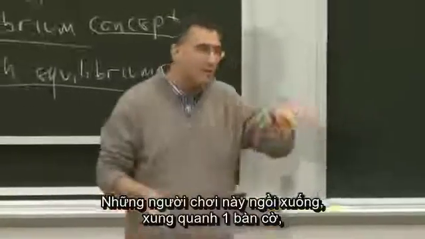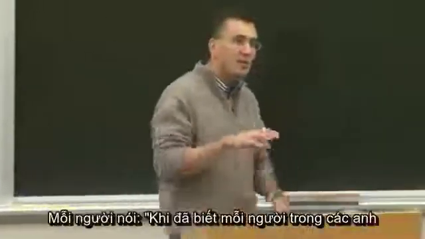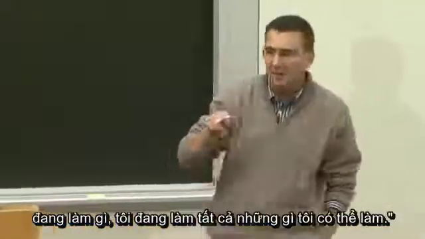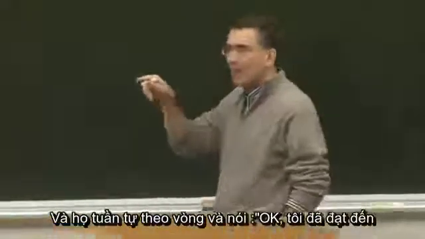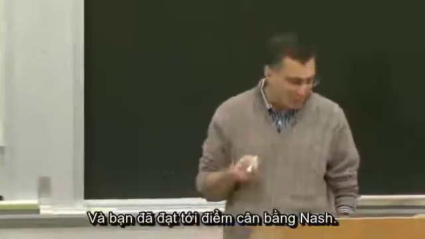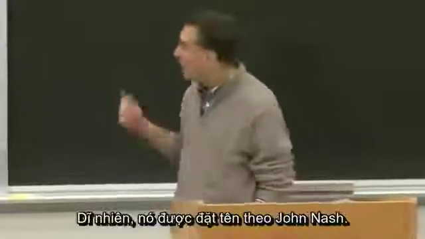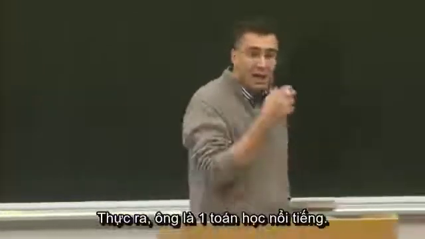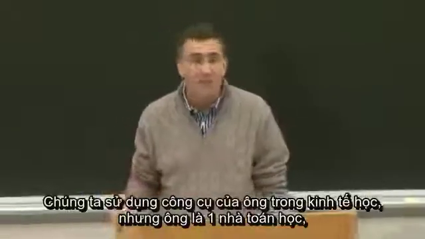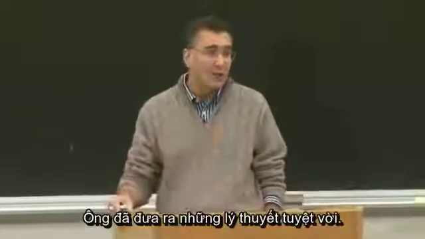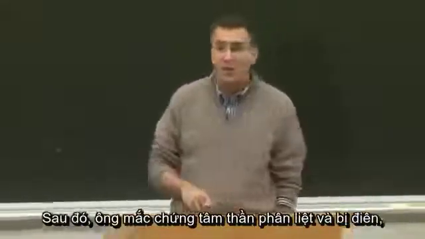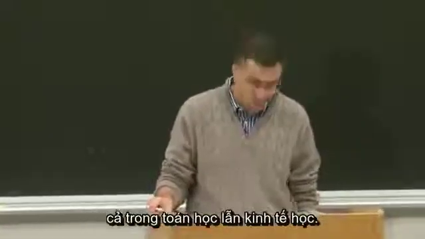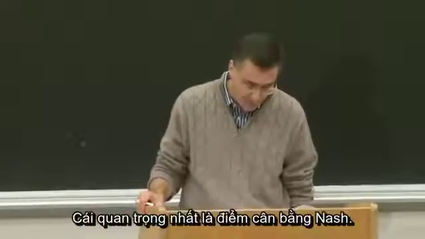Think about players sitting around a game board going around the circle. Each player says, given what I know each of the rest of you are doing, I'm doing the best thing I can. And when everybody says, okay, I'm at that point, you've reached a stable Nash equilibrium. Okay? And this was named, of course, for John Nash. You all know the story of John Nash. He was actually a mathematician. Really, we use his tools in economics, but he was a mathematician. He developed these incredible theories and then developed schizophrenia and went crazy. But not before he developed some of the most important concepts in both mathematics and economics. The most important is the Nash equilibrium.